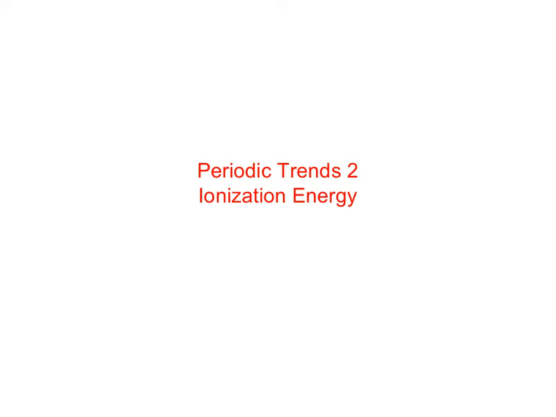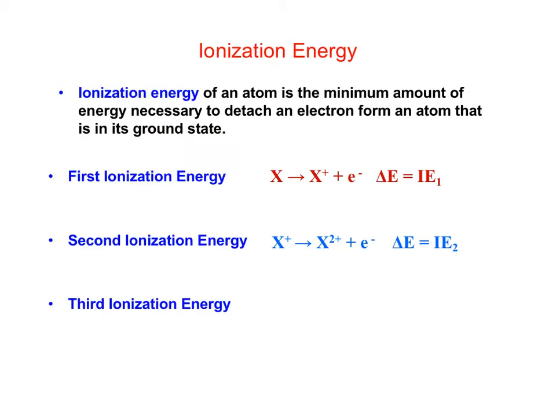Alright, so in the last video we talked about periodic trends and electron shielding and atomic radius. In this video we're going to talk about ionization energy. And to understand ionization energy, we're also going to need to think about electron shielding, and it's also closely related to atomic radius.